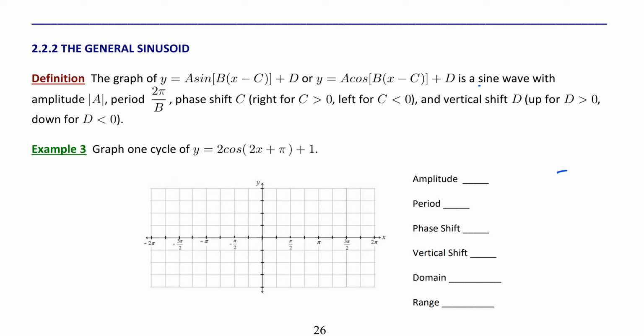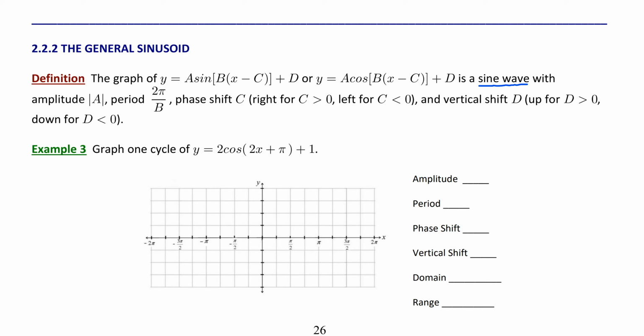Now remember, a sinusoid encompasses both the sine waves and the cosine waves, with amplitude |a|. So the coefficient of the sine or cosine indicates the amplitude. Now, if that happens to be a negative number, that indicates that the wave has been reflected across the x-axis. But as far as measuring the amplitude, the height of the wave, we calculate the absolute value of that constant.